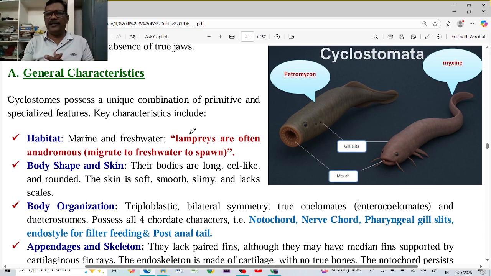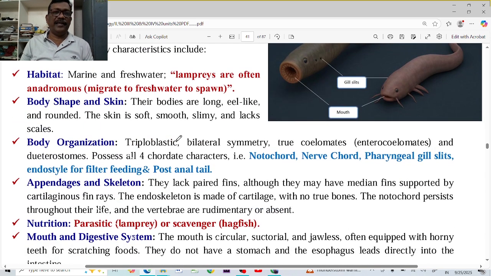General characters, habitat: they are exclusively marine animals. They can live in marine water or salt water only. But sometimes they can migrate to the fresh water, into the rivers, for spawning and breeding purposes. After spawning or breeding, they come back to the oceans. Coming into the rivers is called anadromous migration, and getting back to the marine water is called catadromous migration. This anadromous migration is commonly seen in the cyclostomes.